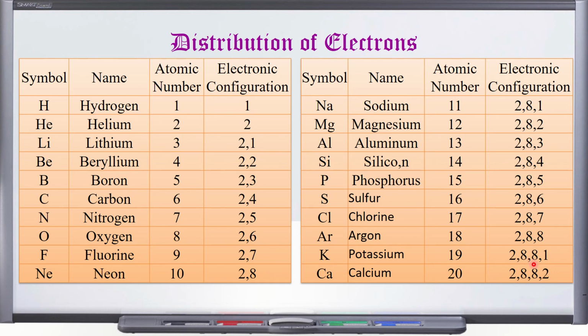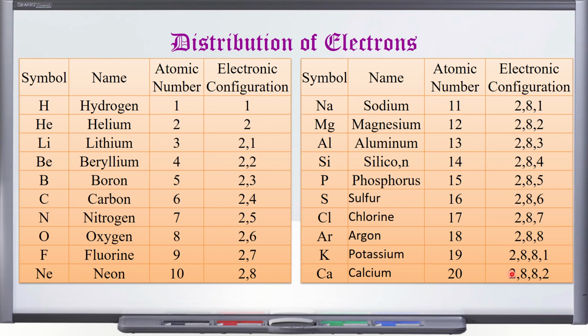There is also another rule: if any shell is the last shell of an atom, then this shell cannot contain more than 8 electrons. For every atom, the last shell can contain a maximum of 8 electrons. So if the electronic configuration of potassium was 2, 8, 9, then it violates the rule. So there will be 8 electrons on the third shell and 1 electron will go to the fourth shell. Dear students, you will learn it very clearly in your next class, that means in standard 9.